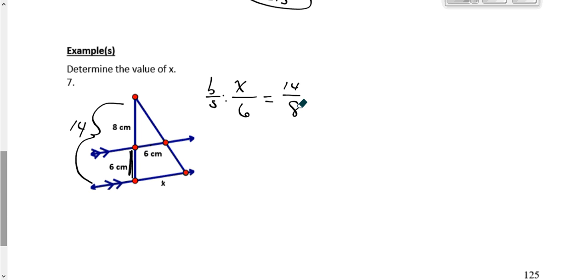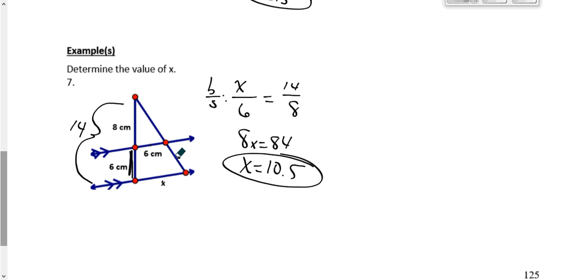So they cross both ways. We get 8x equals 84. X equals 10.5. Okay? If you're dealing with a full side of a triangle, you have to correspond it with another full side. Sometimes you got to add stuff up. Like if X was over here, we wouldn't have to worry about doing it, right? Because then it's just that segment which would go with this 6 over here.